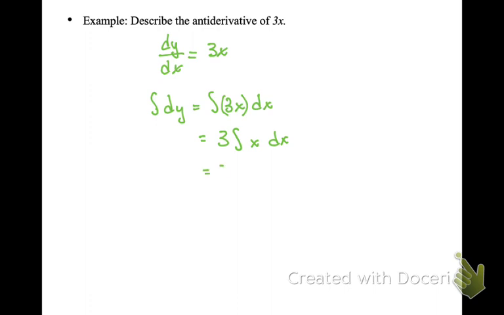So my power rule says it's going to be 3 times... Now your power rule says whatever you have, right? So we have x to the first. So x to the 1 plus 1 over 1 plus 1 plus c. Well, look at the denominator. What's 1 plus 1? 2. So 3 over 2 x squared plus c.